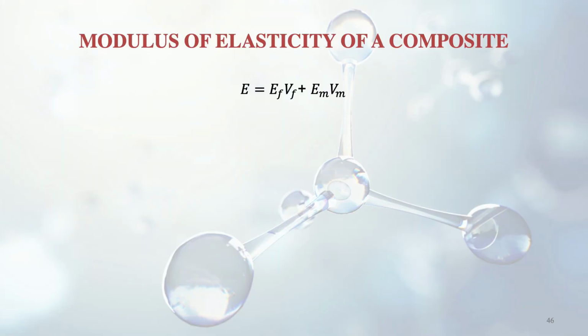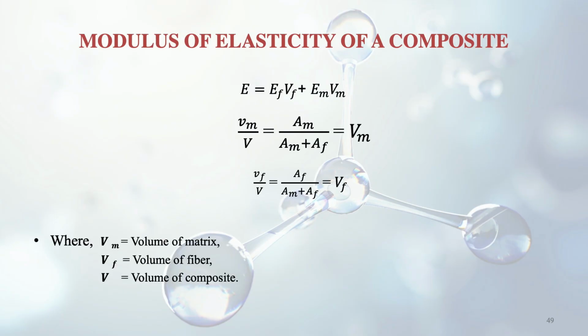From solving these, we get the modulus of elasticity equal to EF into VF plus EM into VM, where VF is the volume fraction of the fiber and VM is the volume fraction of the matrix. As you can see, VM by V, the total volume, is equal to AM by AM plus AF, and VF is given by AF divided by AM plus AF, or VF by total V, that is the volume of the composite.